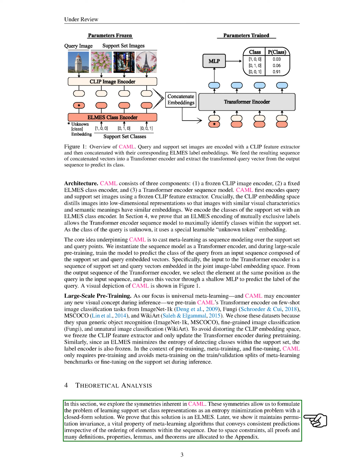In the theoretical analysis section, we explore the symmetries inherent in CAML. These symmetries allow us to formulate the problem of learning support set class representations as an entropy minimization problem with a closed-form solution. We prove that this solution is an ELMES. We also show that it maintains permutation invariance, a crucial property of meta-learning algorithms that ensures consistent predictions regardless of the ordering of elements within the sequence.